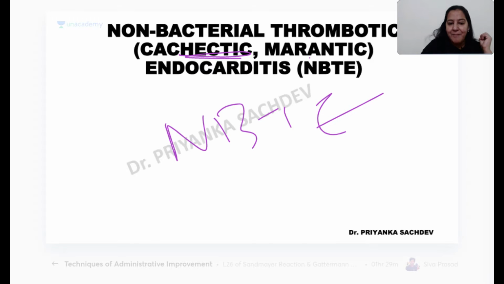cachectic endocarditis, marantic endocarditis. So take these names. In marantic endocarditis, once there was an MCQ by this name. So you should know other names also. So here also the endocardium of the heart is involved. That's why it is endocarditis. Here also the valvular endocardium is involved.